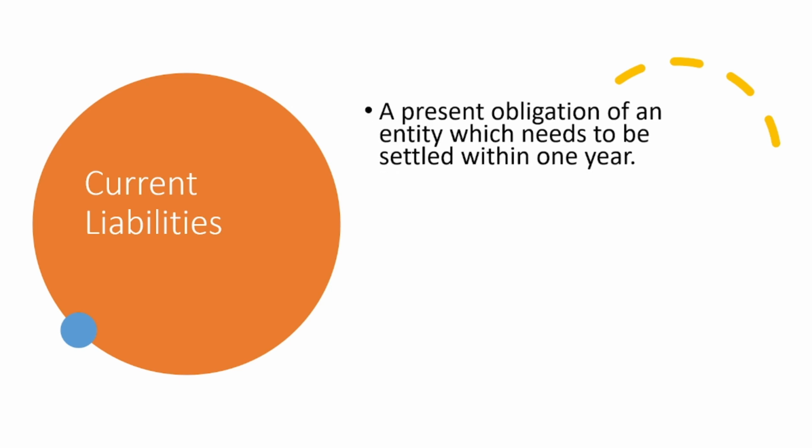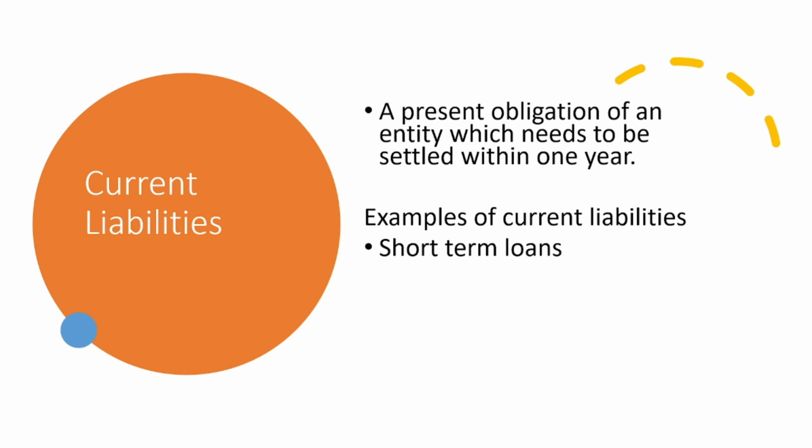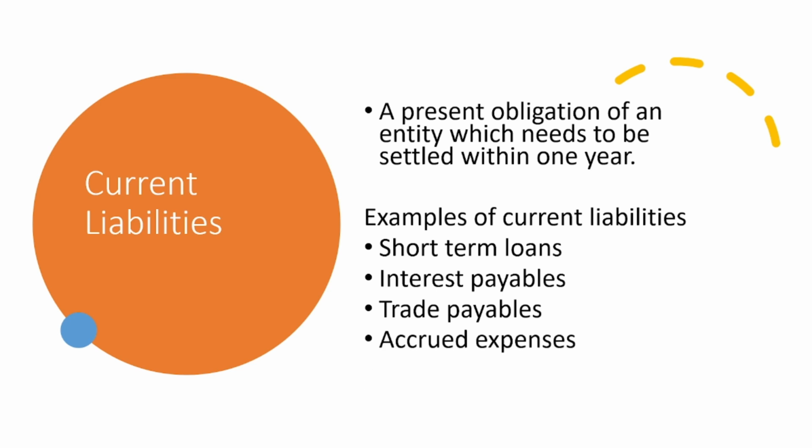and then for the current liability, it's a present obligation of an entity which needs to be settled within 1 year. Examples of current liabilities are short-term loans, interest payables, trade payables, accrued expenses, tax payables, and the list could go on and on.